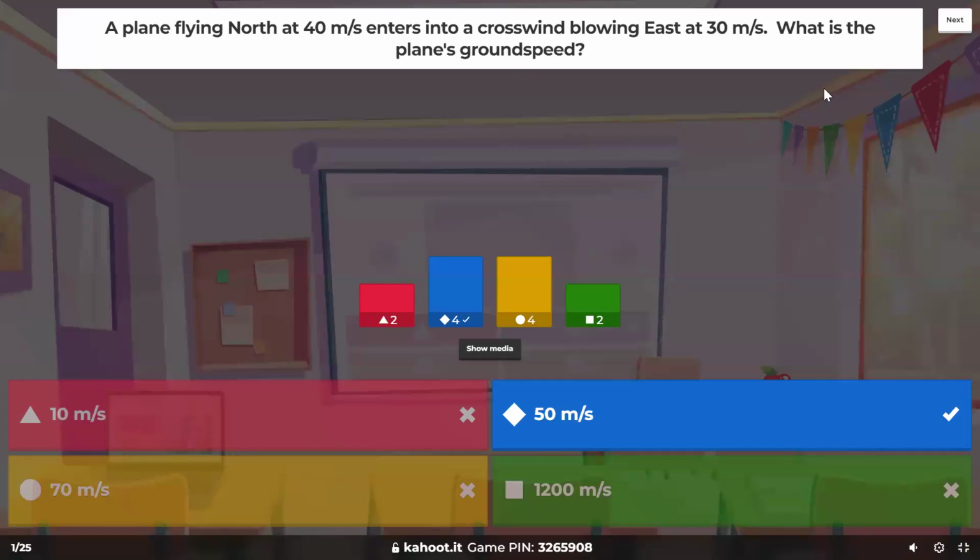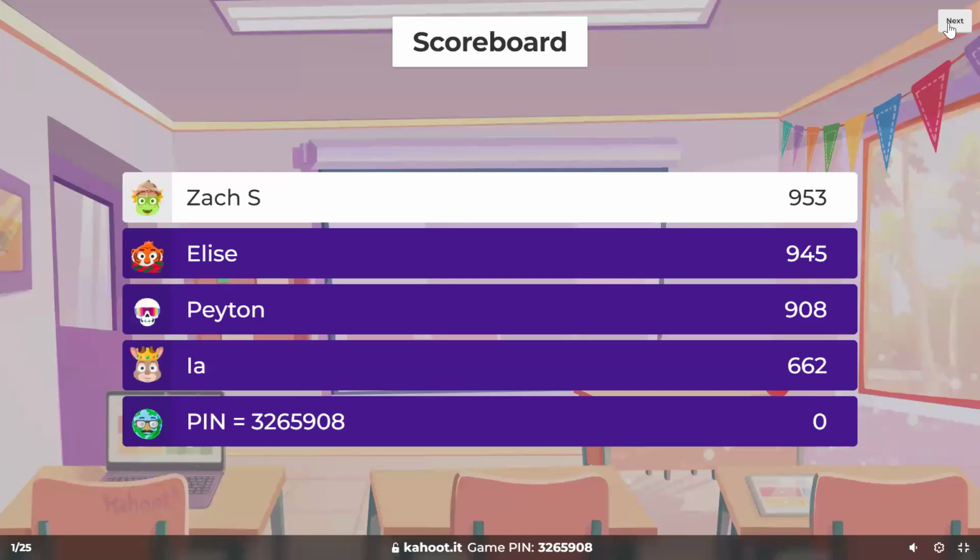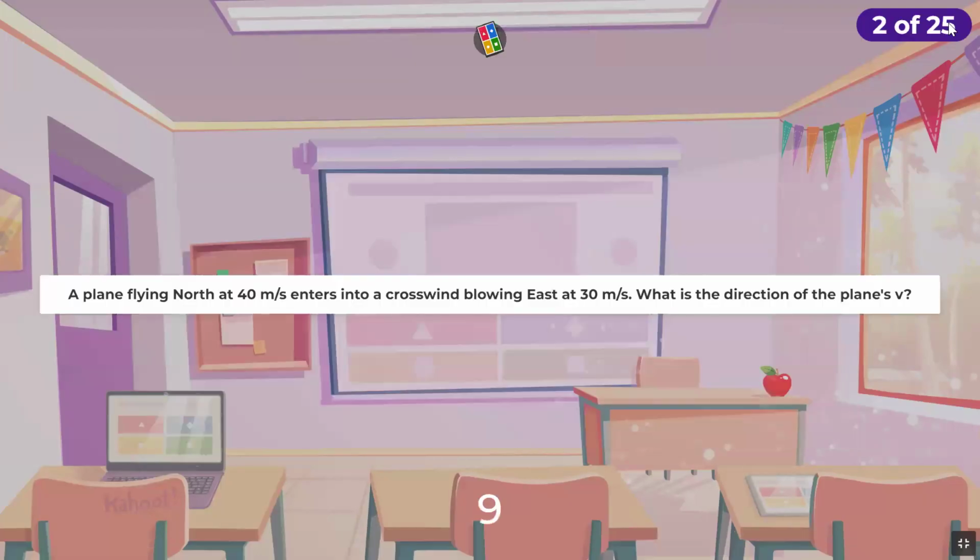Next question. Ooh, we got some points. Lots of points. Same scenario. What's the direction of the plane's motion?